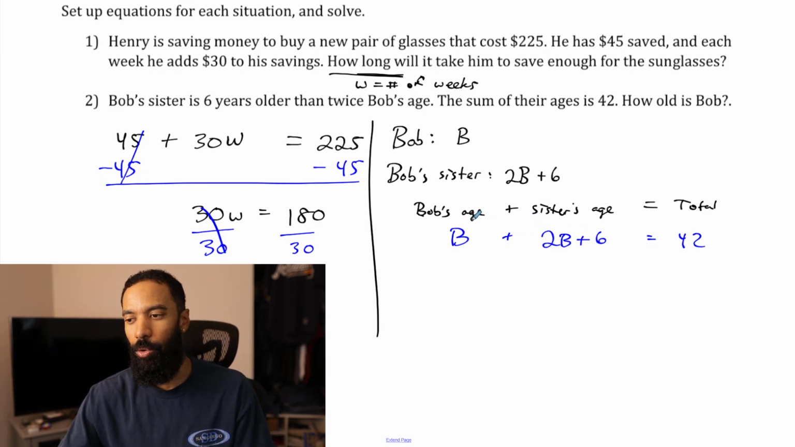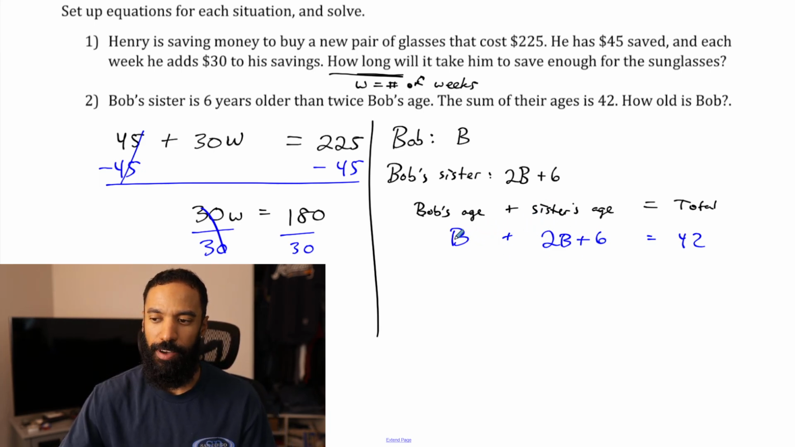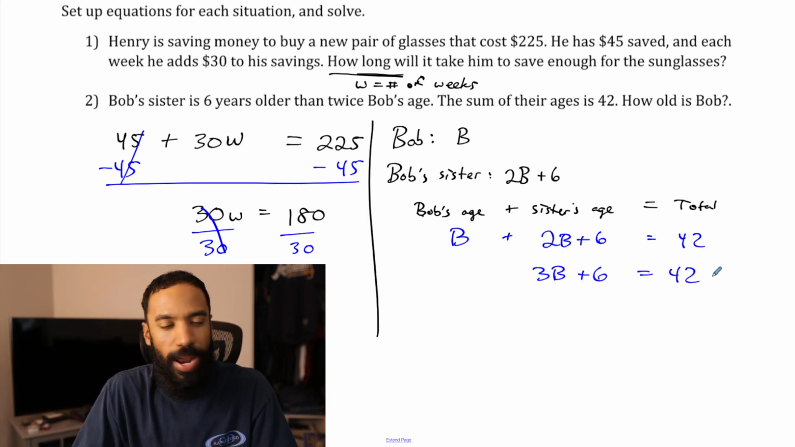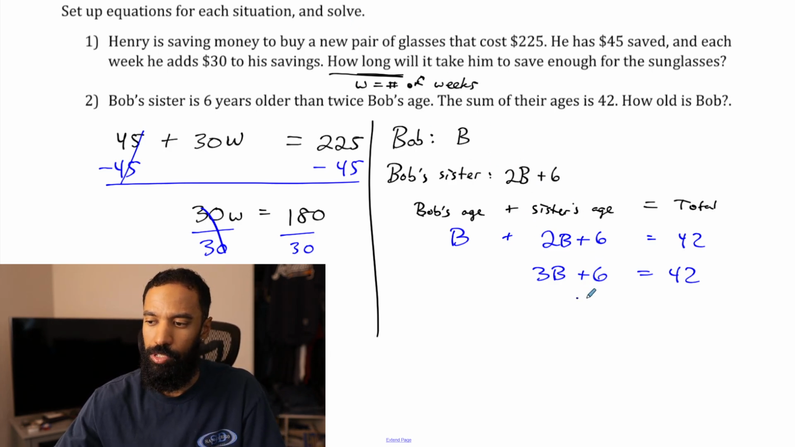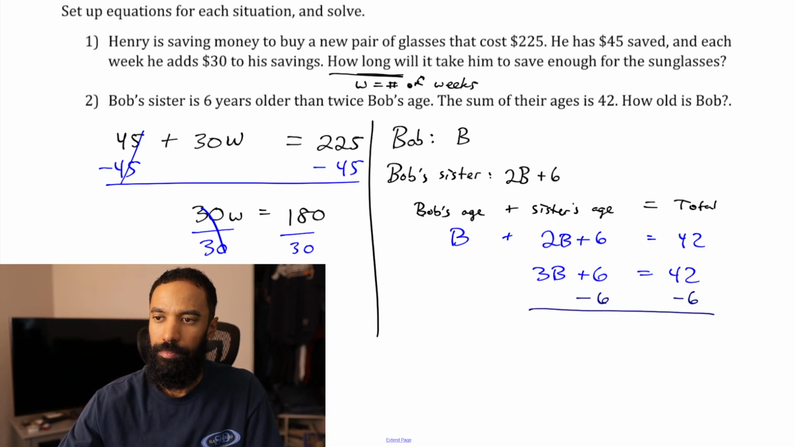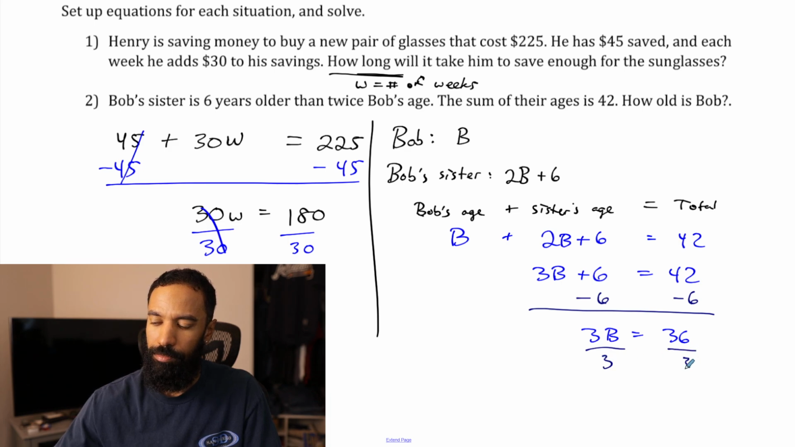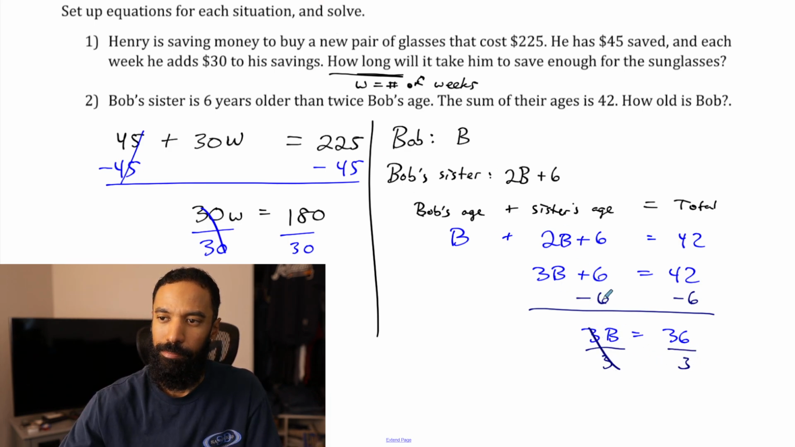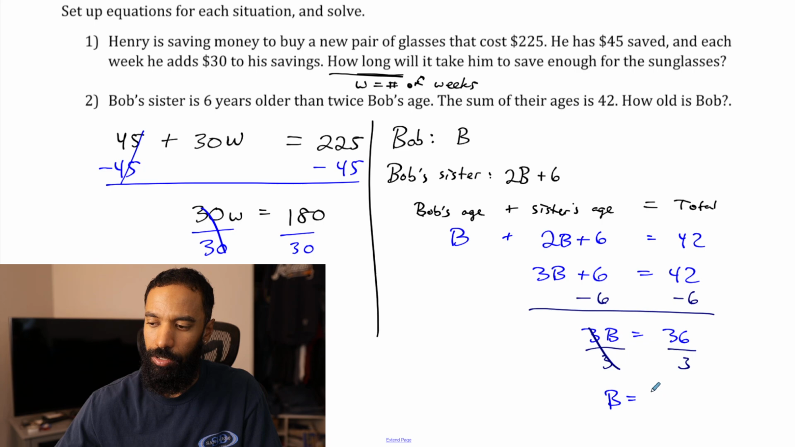Let's do what we did before. We have an expression on this side that is not yet simplified. I have 1b plus 2b. I can make 3b. Let's subtract 6 from both sides. I'm going to go a little bit faster now that you've seen a couple of these. Let's subtract 6 from both sides to help solve for b. 3 times b, 3 times Bob's age, apparently is 36. How old is Bob? You divide by 3 now. 36 divided by 3 is 12. Bob is 12 years old.